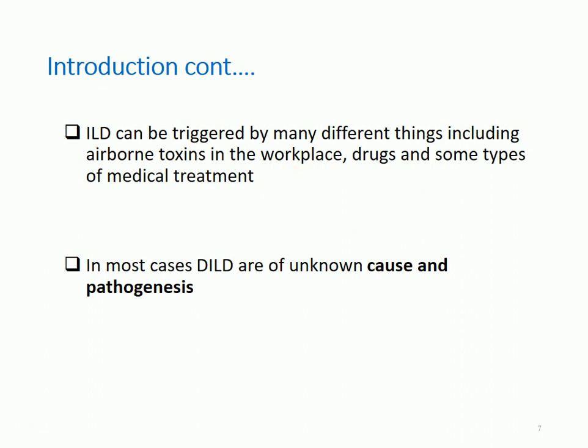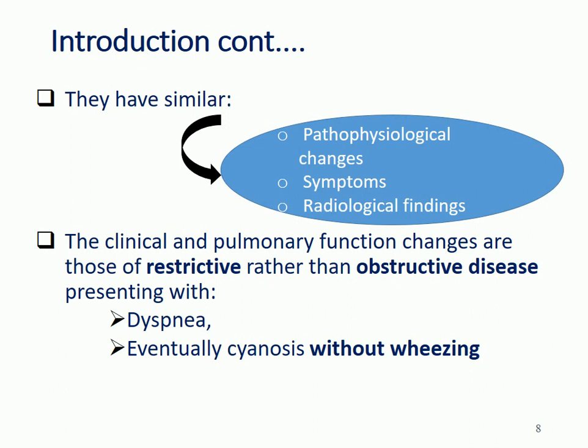but in most cases of diffuse interstitial lung diseases, you have to know that they are of unknown cause and pathogenesis. That's why we say idiopathic pulmonary disease is a commonly discussed one, because we know that these interstitial lung diseases mostly are of unknown cause and pathogenesis. Another concept you have to know is that this group of diseases share similar pathophysiological changes.